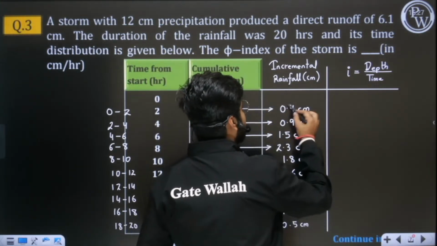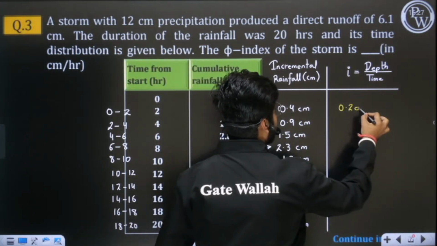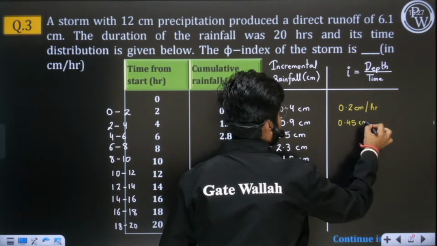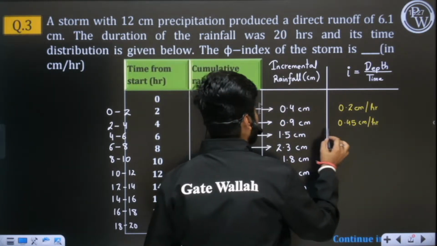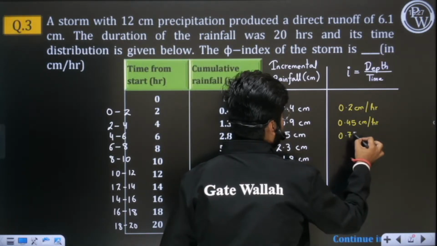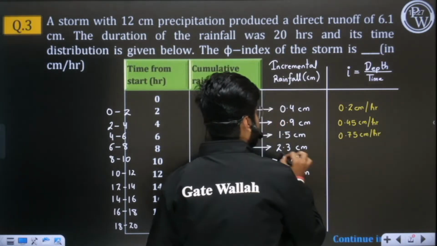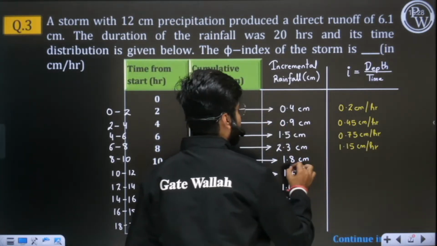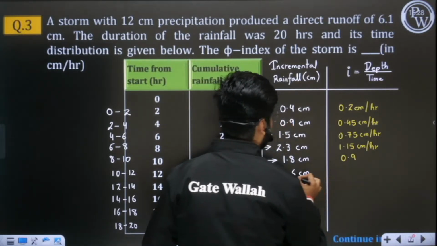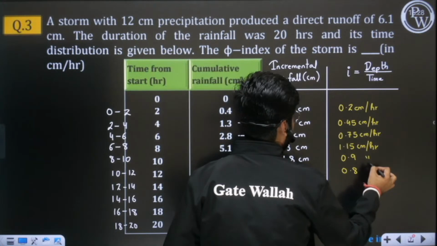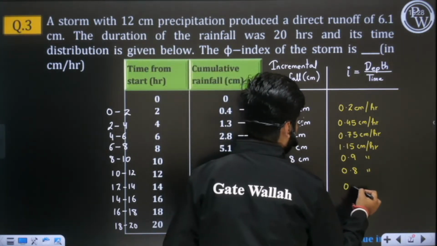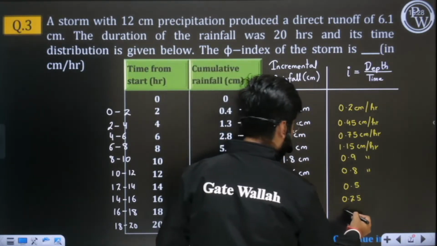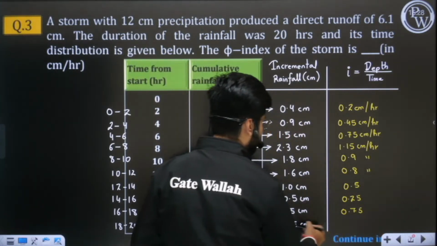Yes or no? So divide this by 2. It will be 0.2 centimeter per hour. Divide this by 2 also. It will be 0.45 centimeter per hour. Divide this by 2. This will be 0.75 centimeter per hour. Divide this by 2. This will be 1.15 centimeter per hour. Like this, you have to divide all of them. This will be 0.9, this will be 0.8, this will be 0.5, then 0.25, then 0.75, then 0.25.